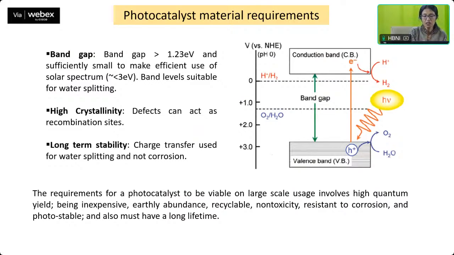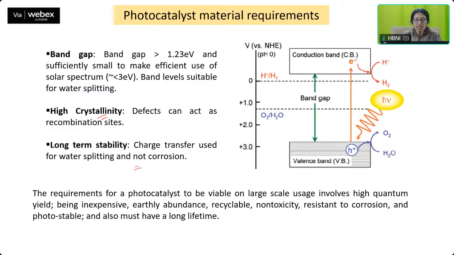Also, you need a material having very high crystallinity, because if it is low crystallinity, there are defects, and these defects will act as recombination sites. And so your electrons and holes are not going to get separated enough for the photocatalytic process to take place. And of course, your material should have long-term stability, because otherwise your photocatalyst is going to corrode, and its application is definitely compromised.